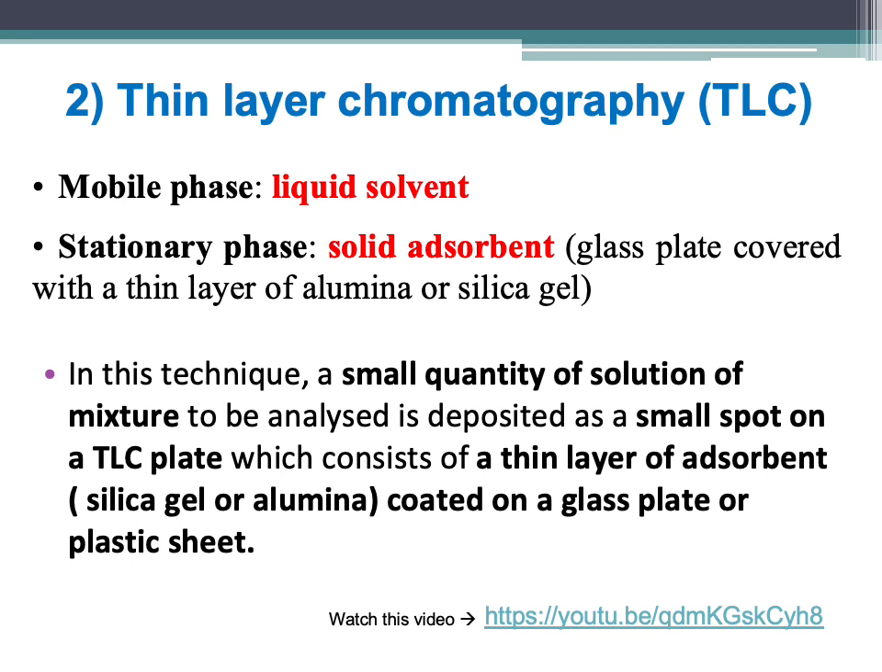In this technique, a small quantity of solution of mixture to be analyzed is deposited as a small spot on a TLC plate, which consists of a thin layer of adsorbent, this silica gel or alumina, coated on a glass plate or plastic sheet. Kalau kita tengok pernyataan ni, kita nampak dia TLC ni lebih kurang dengan paper chromatography. Okay, lebih kurang. Bezanya, for paper chromatography, we use paper. But for the TLC, thin layer chromatography, we use glass plate or plastic sheet, but we cover it with the adsorbent. The adsorbent is a silica gel or alumina.